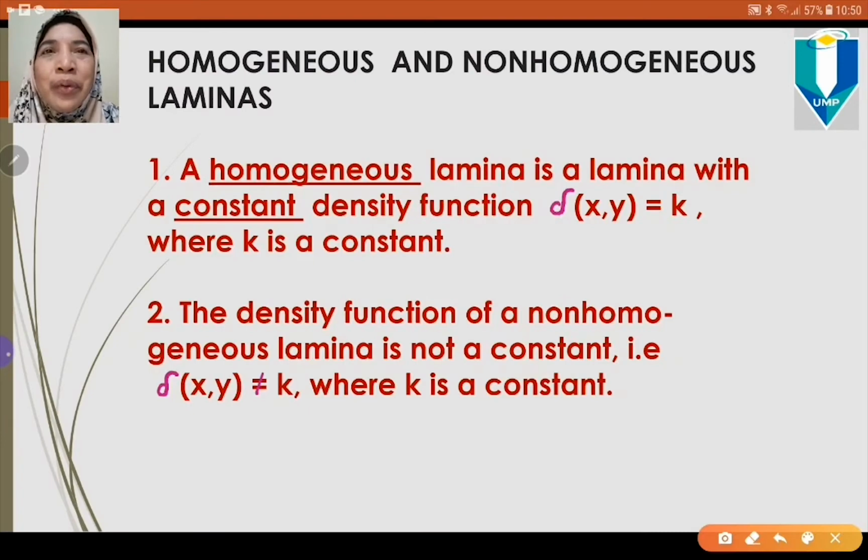Before you learn how to find the centroid of a lamina, let's look at the meaning of homogeneous and non-homogeneous lamina. A homogeneous lamina is a lamina with a constant density function. That means the density function delta xy is equal to k, where k is a constant. Whereas for a non-homogeneous lamina, the density function is not a constant. That means delta xy is not equal to k.